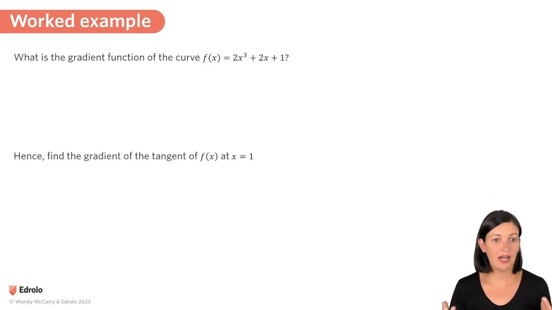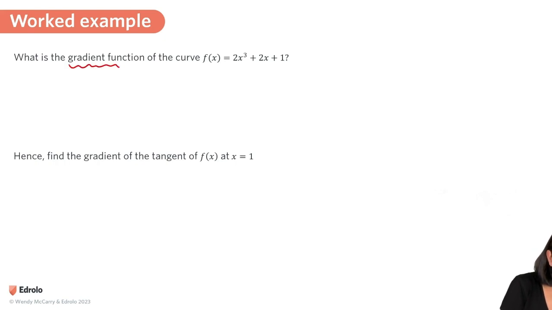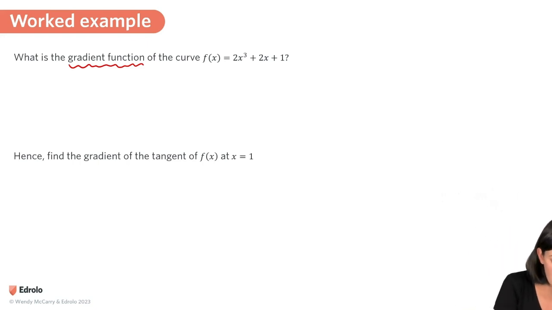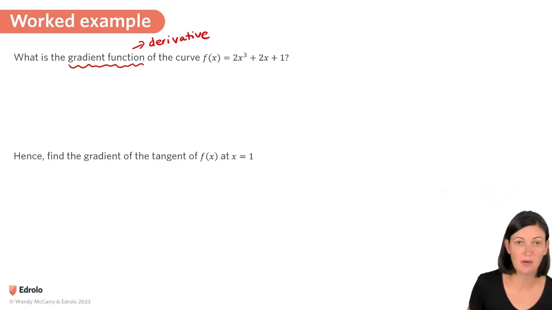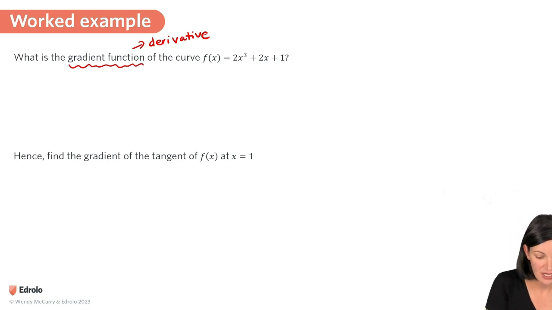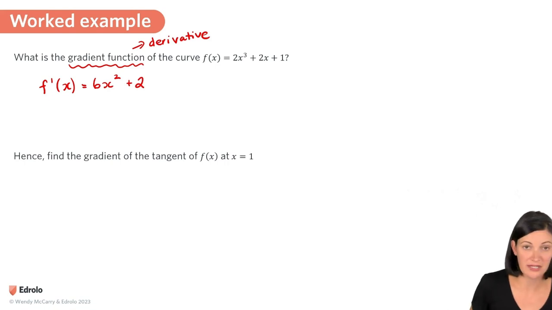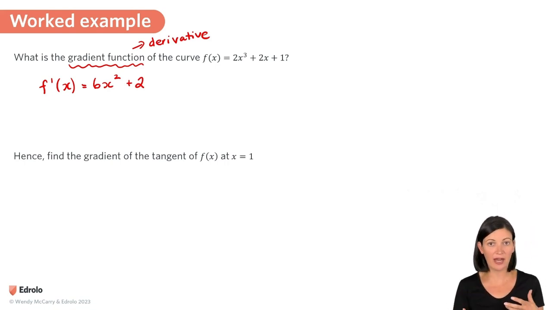So first of all, we're going to calculate what we call the gradient function of our curve. And the gradient function is just the derivative, okay? So these two things mean exactly the same. So when we want to calculate the gradient function, we just calculate the derivative. So I'm going to write that as f dash x. That's going to be equal to, I'll do 3 times 2 is 6x squared plus 2, okay? And if you need to go back over how to calculate derivatives, that's all in Chapter 7, okay?